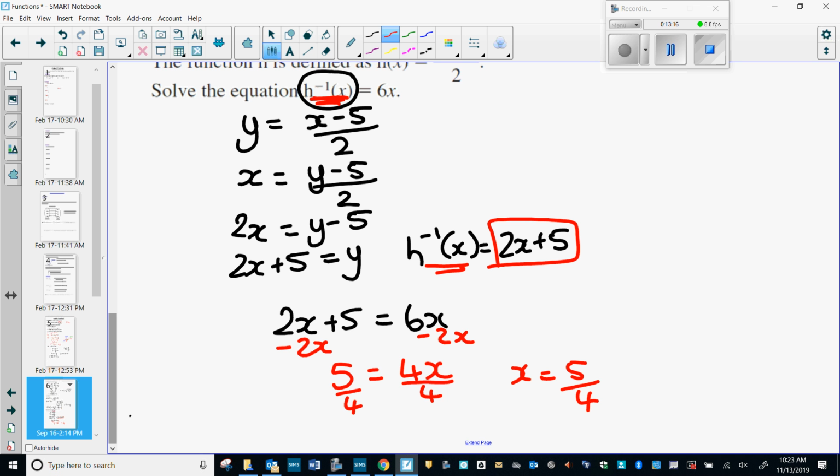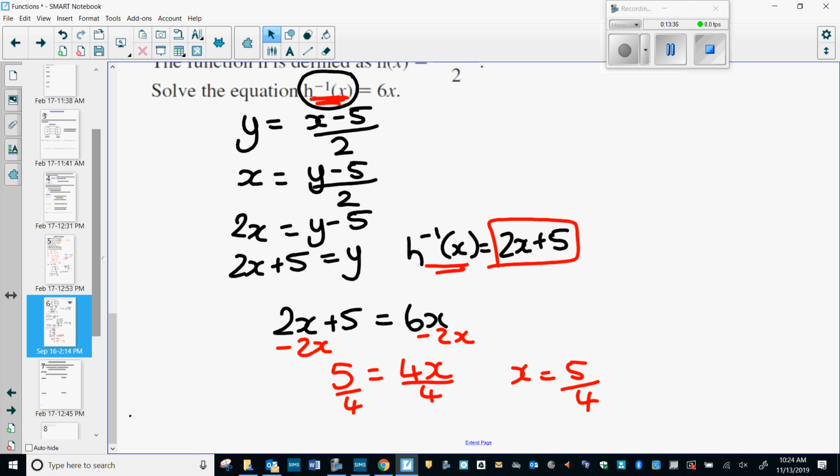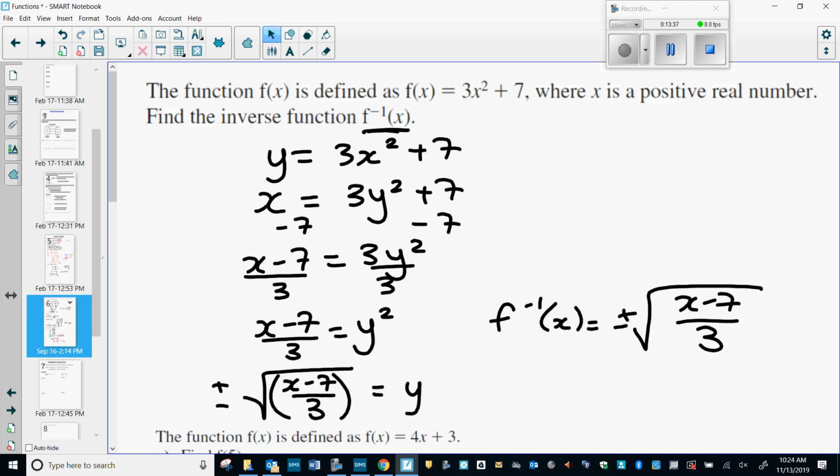What if we minus 5? Well, no, I chose to isolate on the right-hand side rather than the left, because I had more x's on that side. Everyone happy with that? We've solved it. Okay, we'll talk about composites later. Let's try some inverse work.